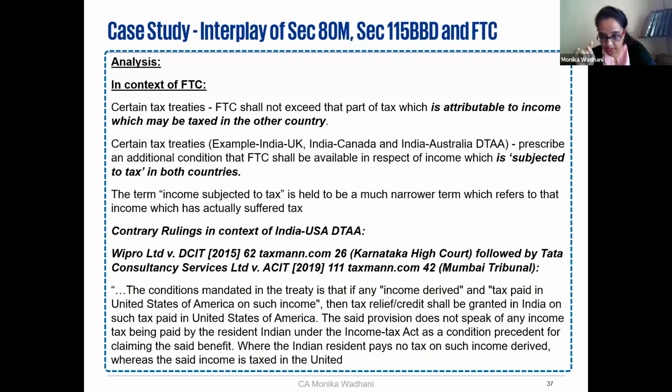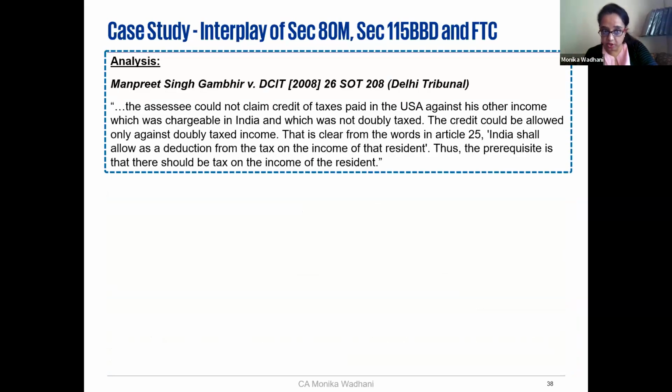The said provision does not speak of any income tax being paid by resident Indian under the Income Tax Act as a condition precedent for claiming the said benefit, where the Indian resident pays no tax on such income which is derived. And if we see the contrary ruling in case of Manpreet Singh by Delhi Tribunal, there it has been held again in context of US treaty like this. The assessee could not claim credit of taxes paid in USA against his other income, which was chargeable in India and which was not doubly taxed.